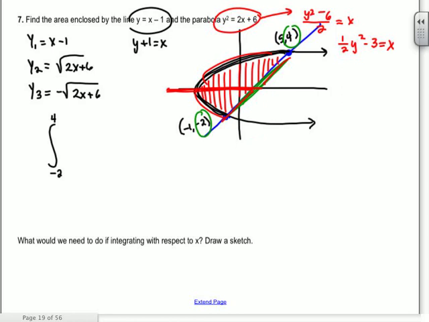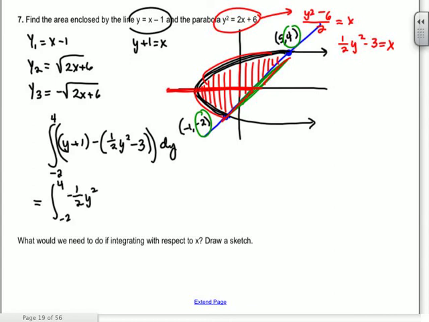So right curve is y plus 1 minus left curve 1/2 y squared minus 3 dy. So I'm going to have a -1/2 y squared plus y. Then I have 1 plus 3, so plus 4 dy. So -1/6 y cubed plus 1/2 y squared plus 4y, going from -2 to 4.